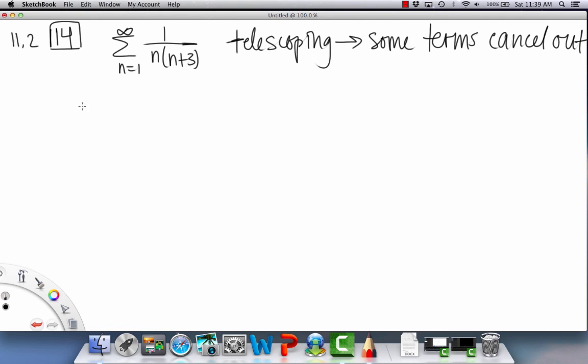Alright, so let's see. We could start by calculating the partial sums, starting with s sub 1, s sub 2, s sub 3, and then seeing what they come out to be. But I'd like to start with the method of partial fractions, if you remember what that is. Remember the A and B thing? So I'm going to break this up into A over n plus B over the second denominator. This has to equal 1 over n times n plus 3.